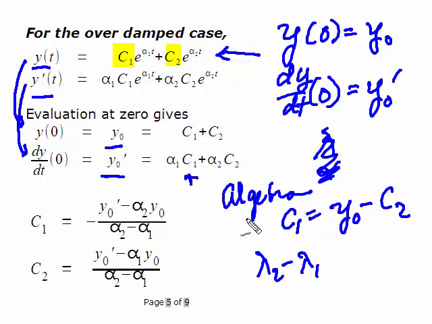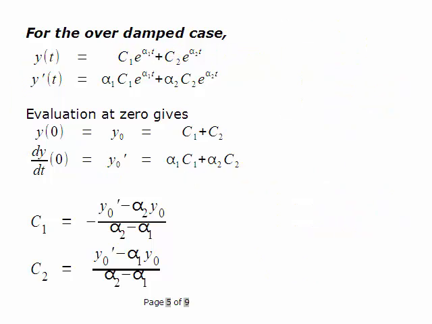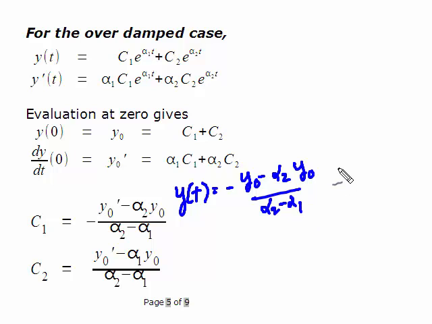So when you write the solution to the differential equation, let me clear this board, you can just write those in, which is sort of messy: y of t equals negative y0 prime minus alpha 2 y0 over the difference alpha 2 minus alpha 1, times e to the alpha 1t, and so on. Now you see there are no more c's in there, and when you have a different initial value problem, you just change the values of y0 and y0 prime.